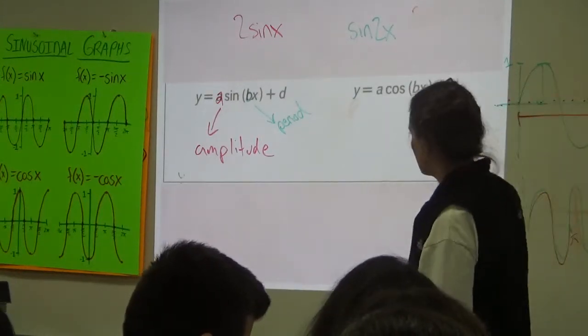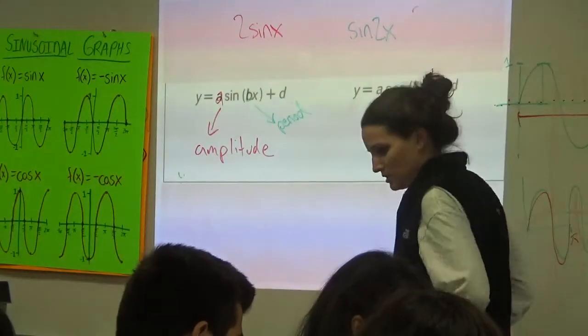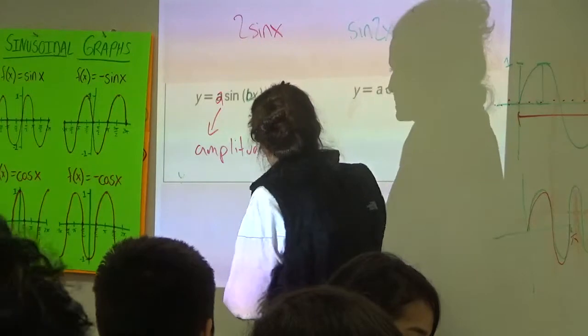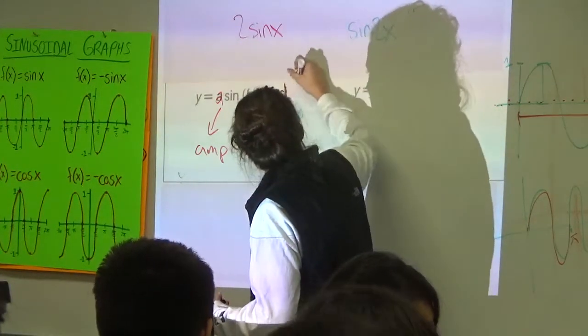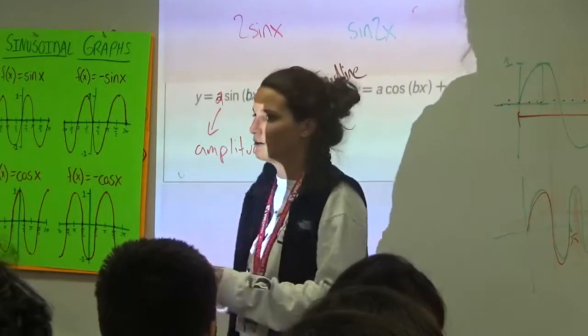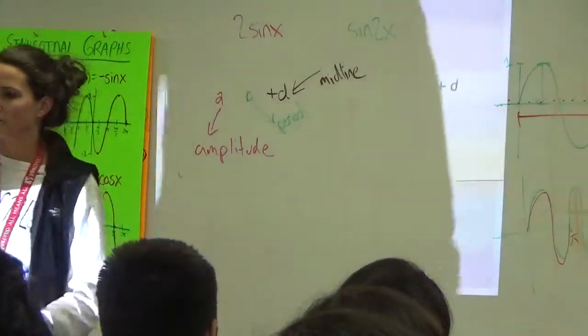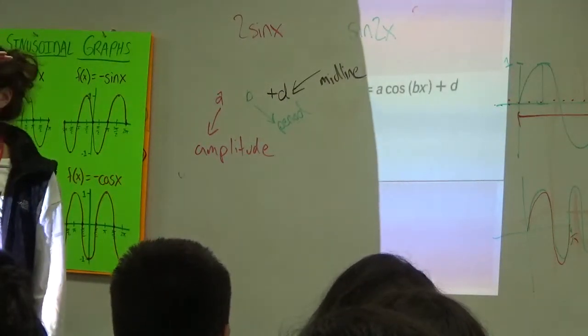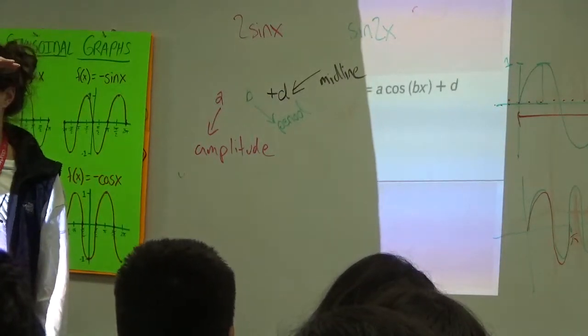And then last but not least, running out of markers, there we go. The D value is not the period, it is the what? Midline. So if we shift up and down, then that number is going to represent the new middle of our graph because it started at 0. So I shifted up 2. Now my horizontal axis is going to be at 2.